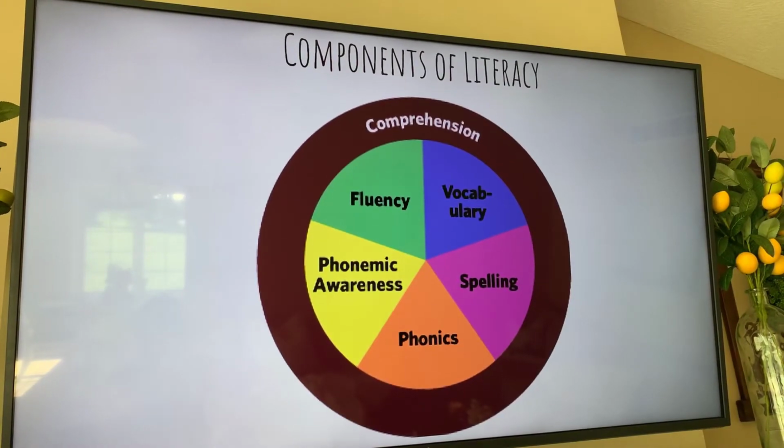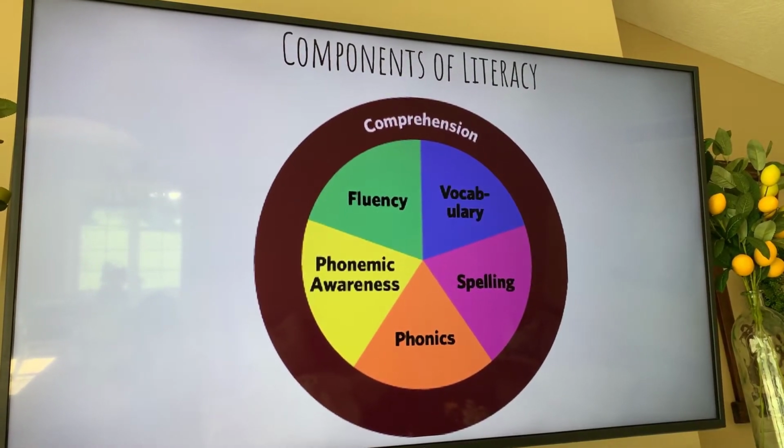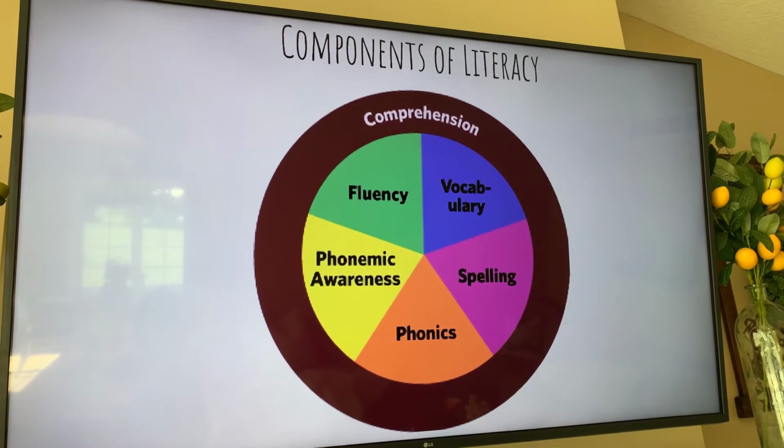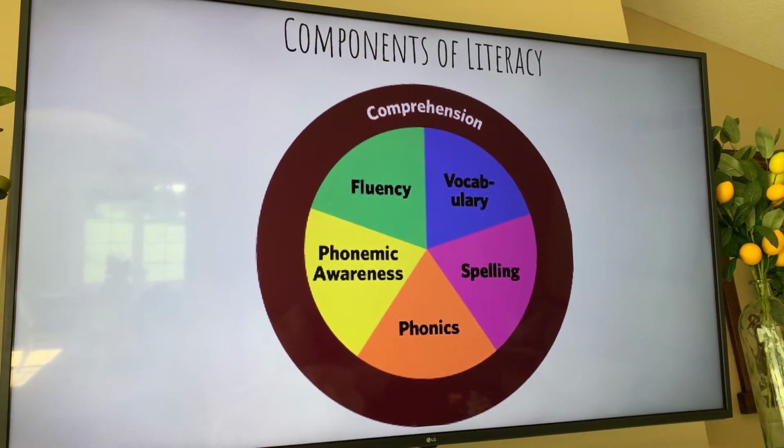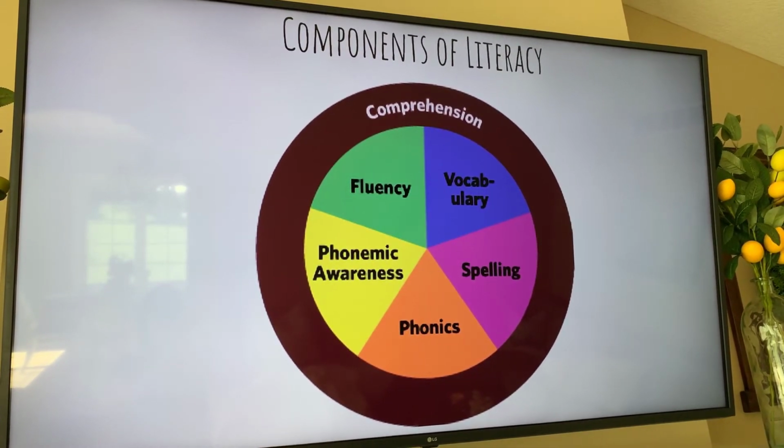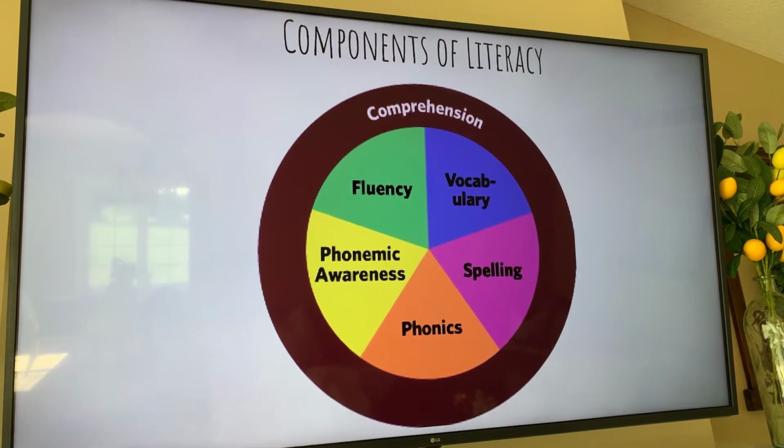So let's get started. To begin, let's review the 5 different components of literacy. They are phonemic awareness, phonics, spelling, vocabulary, fluency, and comprehension. While those components are commonly used in reading, they have a direct connection to writing. Reading and writing have a reciprocal relationship.